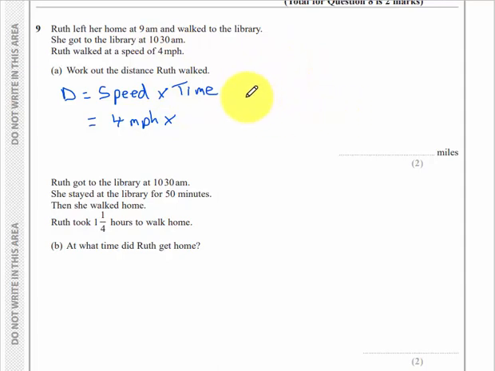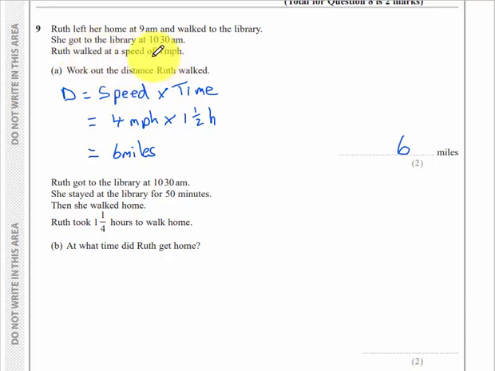Because the speed is in miles per hour, I'm going to keep the time in hours. So the time was 1.5 hours. If I used the time here as minutes and put 90 minutes, it would get really confusing. So make sure you keep the units the same. 4 times 1 is 4. 4 times a half is 2. So this comes out at 6 miles.